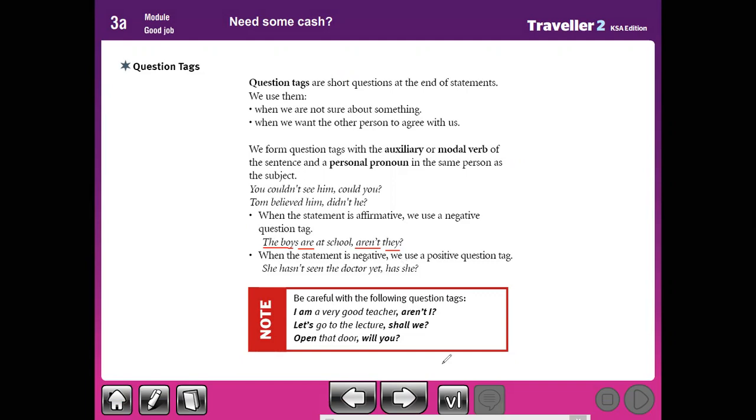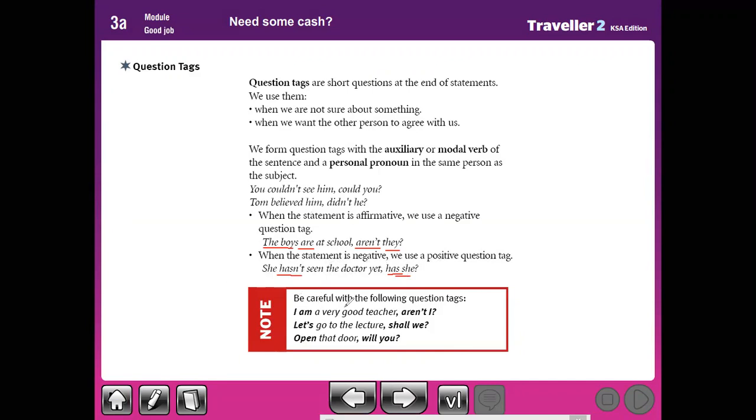Number two, when the statement is negative, we use a positive question tag. She hasn't seen the doctor yet. Here, the auxiliary verb is hasn't, so we use has, and she. But pay attention that the statement is negative, so we use a positive question tag.